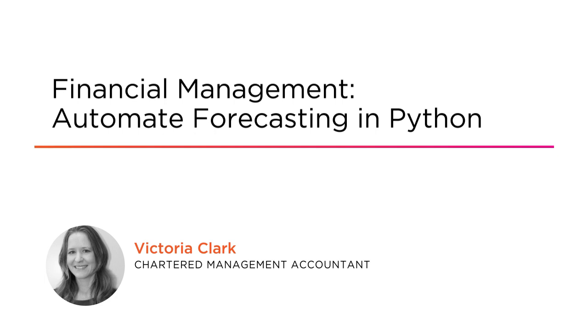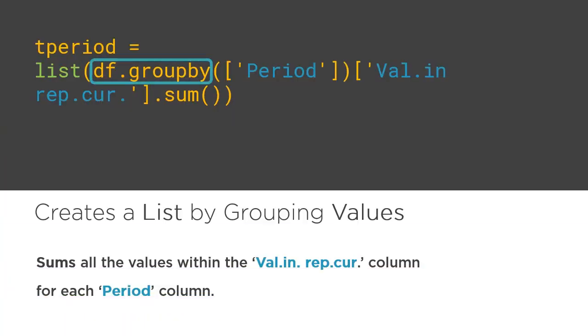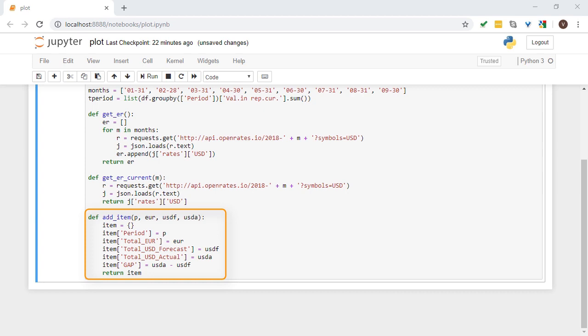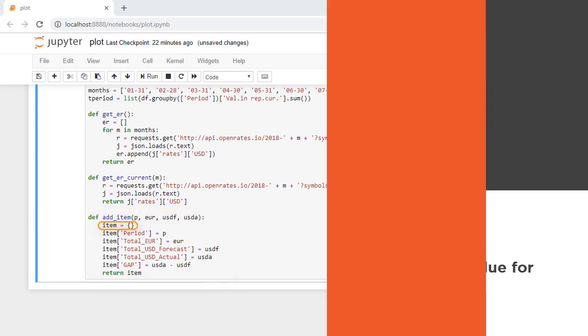I am a chartered management accountant working in different industries for many years, and one of the biggest topics in my career in the past few years is the topic of big data and how it affects companies when it comes to financial management. In this course, we are going to explore how we can automate data with Python to enable us to build relevant forecasts used in financial management.